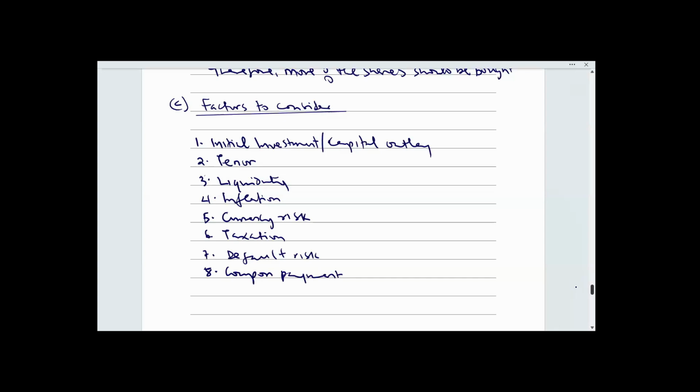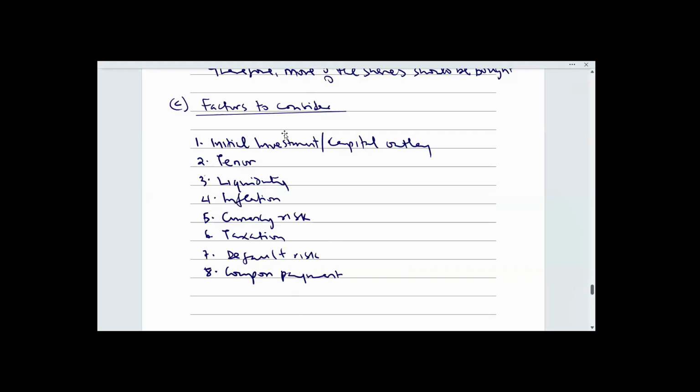If you can just list like 5, you are good. But it's not just about listing them. You need to briefly talk about each of them. What do you mean by taxation? What do you mean by currency risk? What do you mean by inflation? These are the things you need to talk about. Let me know if you have any questions. This is where we are going to call it a day.